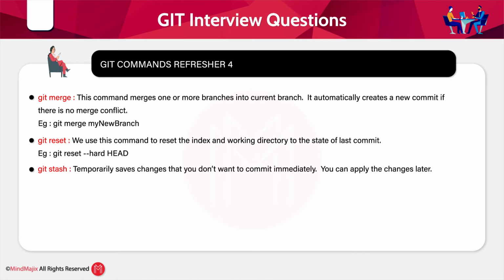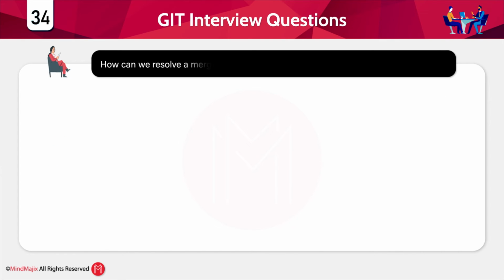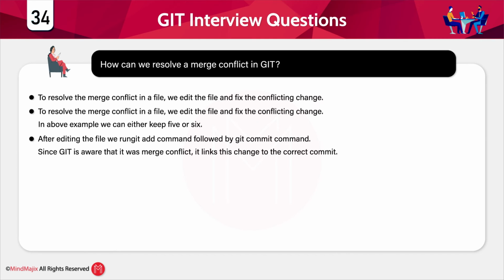Git stash temporarily saves the changes. We can save our uncommitted changes to a particular location. See, how can we resolve merge conflicts in Git? See, to solve the merge conflicts in a file, we edit the file and fix the conflicting change. Okay, that's what. See, we have to edit the file, guys. This is how we can fix the merge conflicts.